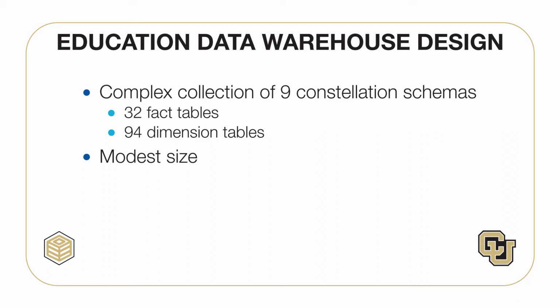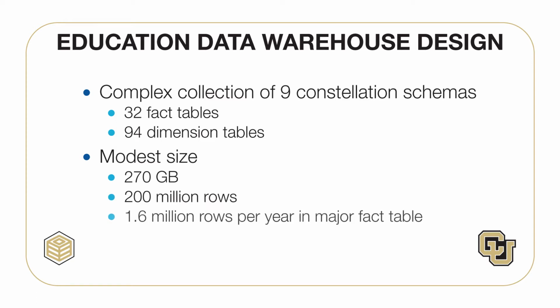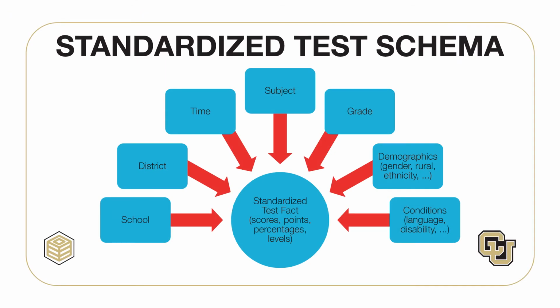The Education Data Warehouse is modest size compared to enterprise data warehouses of major corporations. The total size of the Education Data Warehouse is about 270 gigabytes. The fact tables have about 200 million rows, with 1.6 million rows added per year to the major fact table for standardized test results. The standardized test schema contains a fact table for standardized test scores, along with connections of 27 dimension tables. This diagram shows a simplified representation of the schema.